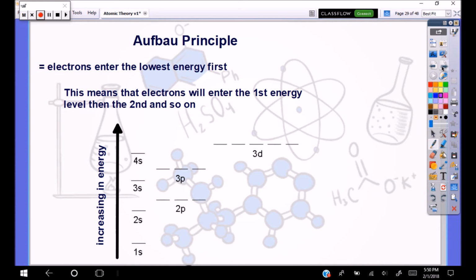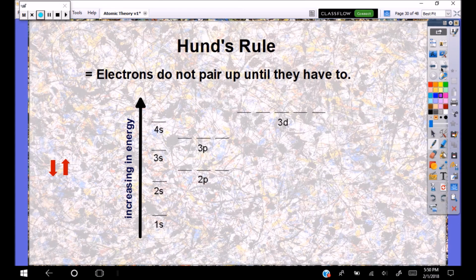Electrons always fill the lowest energy first and then move up to the highest. So this means that electrons will enter the first energy level, then second, and then keep going, right? So just like we saw before, we fill this way. The next rule we're going to cover in a minute is going to explain what I'm doing here. I spread all my electrons out in my p orbital before I start pairing, okay? That is Hund's rule. Electrons do not pair up until they have to.